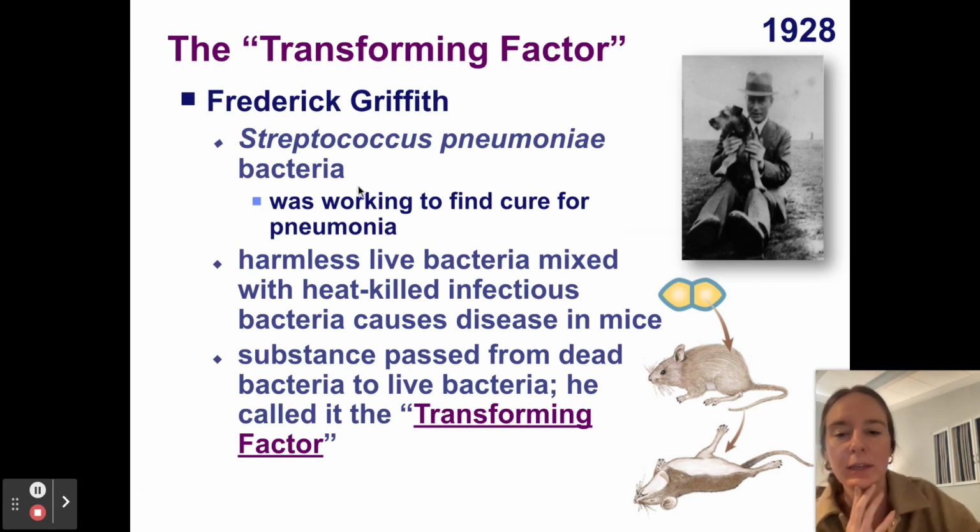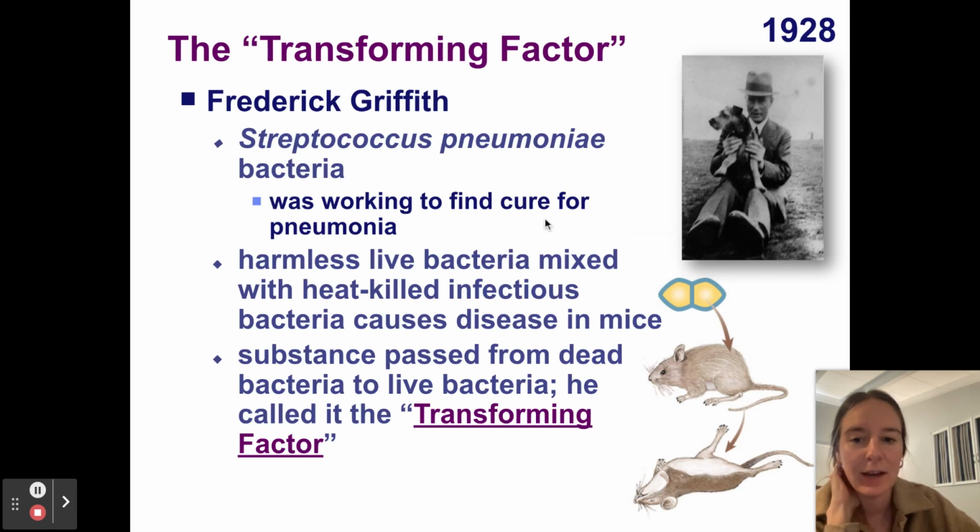So let's take a look at this scientist, Frederick Griffith. He was working with bacteria, and his job was to find a cure for pneumonia. So he worked with a strain of bacteria called Streptococcus pneumoniae, and he was trying to figure out how it's connected to pneumonia. And he did an experiment where he took this bacteria, mixed it with other bacteria, and injected it into living mice.